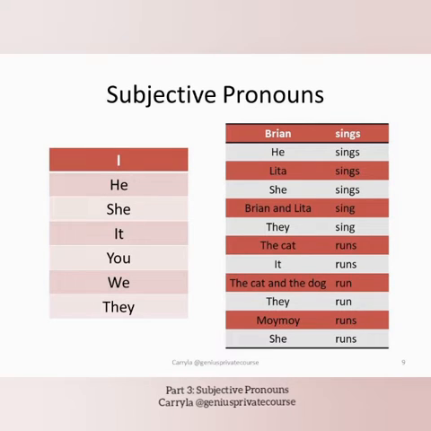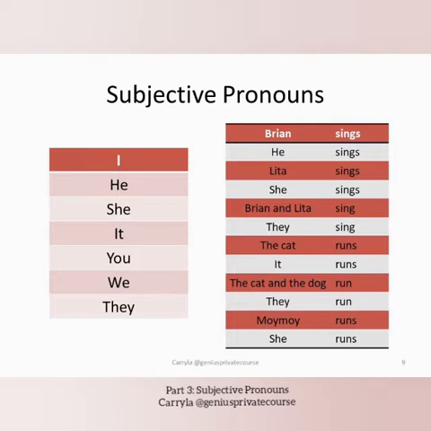I, he, she, it, you, we, they. That's good. On the right side, there is a subjective pronouns and then verbs.